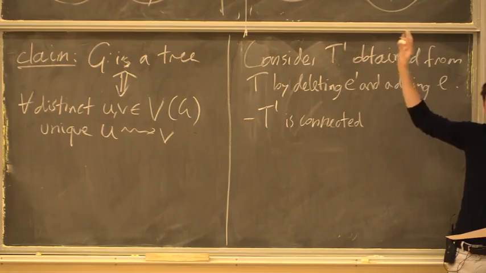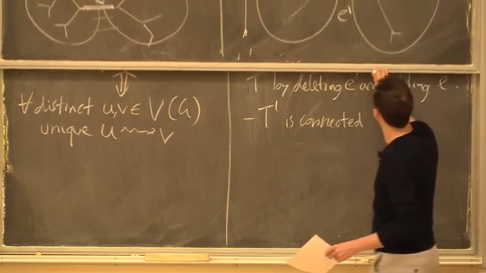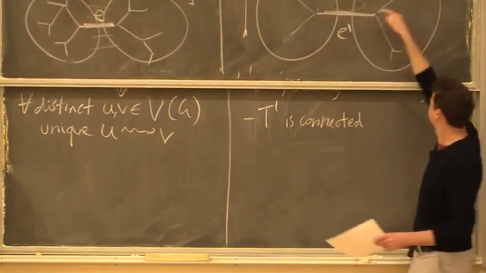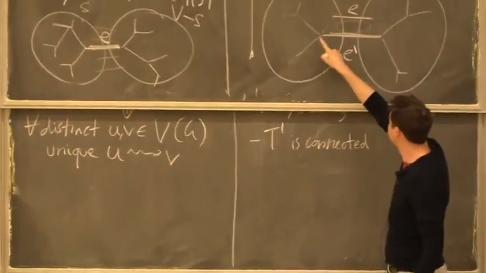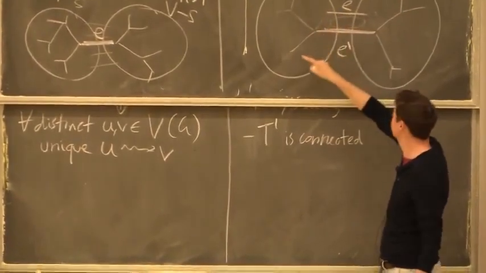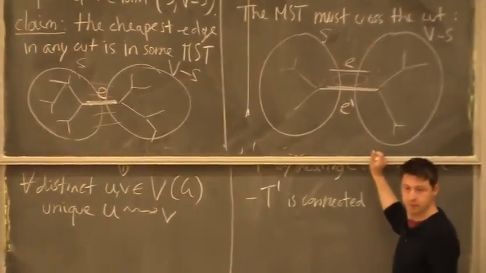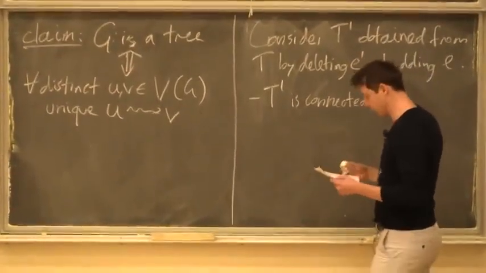And remember that when I remove any edge from a cycle, I leave the graph connected, right? So when I remove E prime, that is part of a cycle, which cycle? This one, right? Whatever way you go from here to here, there must be some other way. That's a cycle, and if I remove E prime, I cannot disconnect the graph. So T prime is connected.